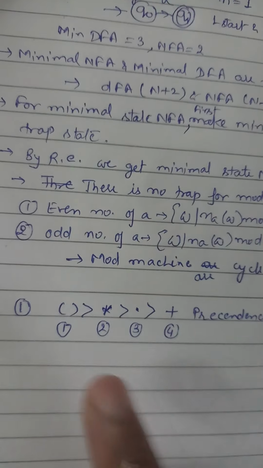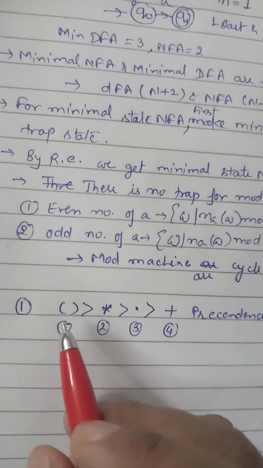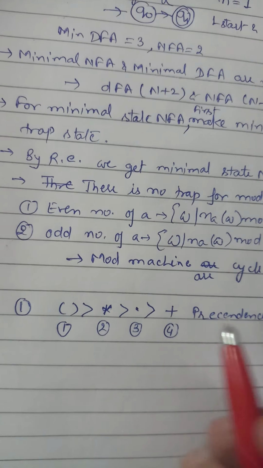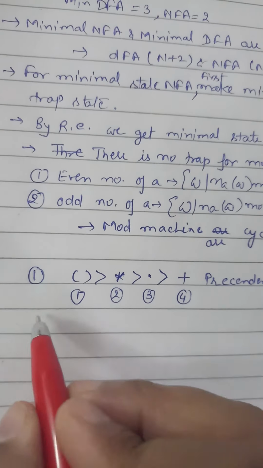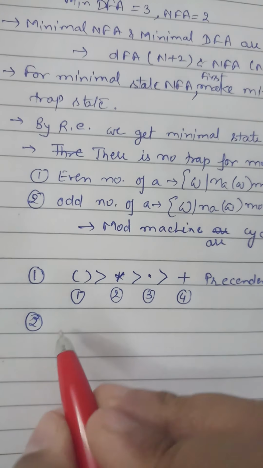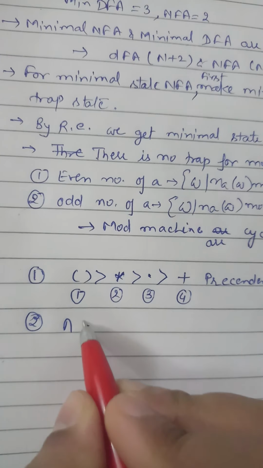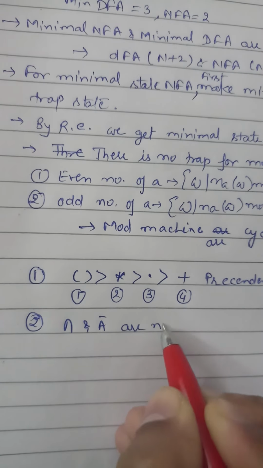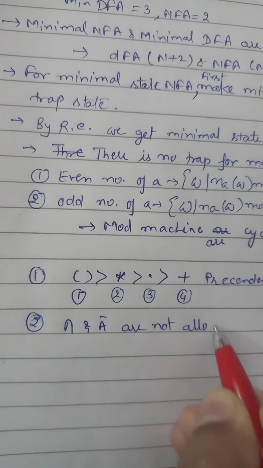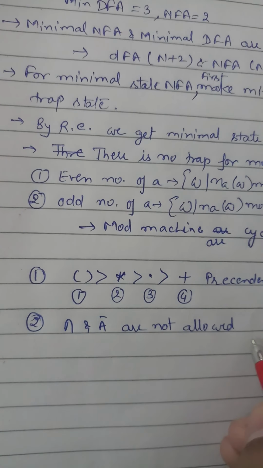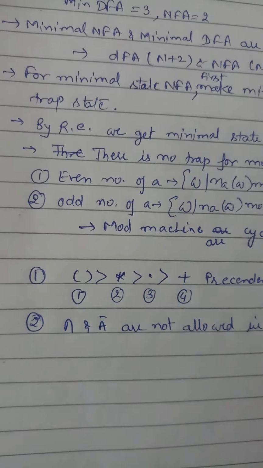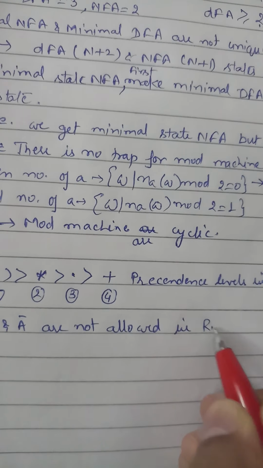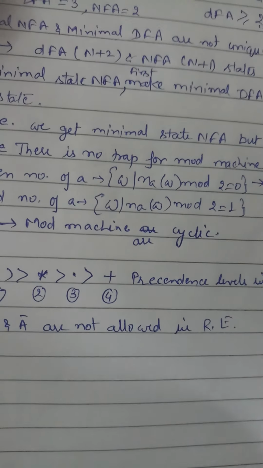The first one is the bracket, then star, then dot, then plus. And the second thing regarding regular expressions: intersection and complement are not allowed in regular expressions.